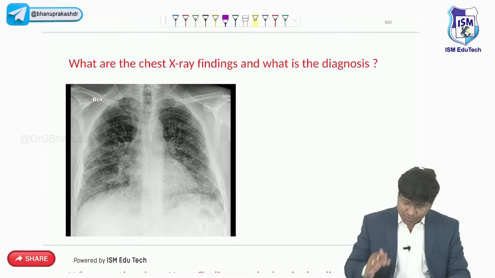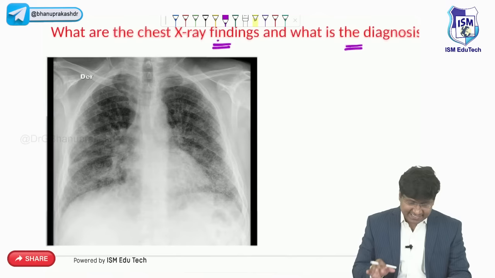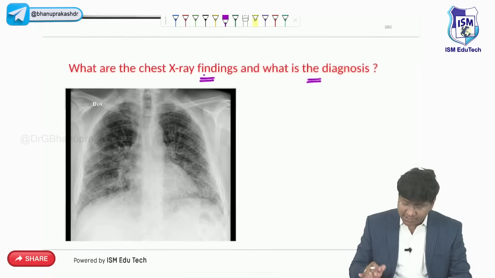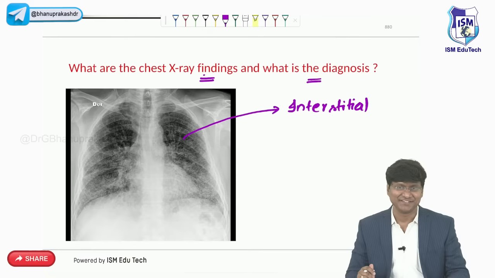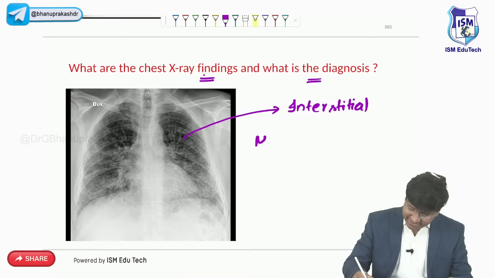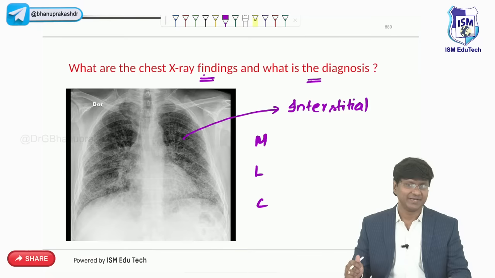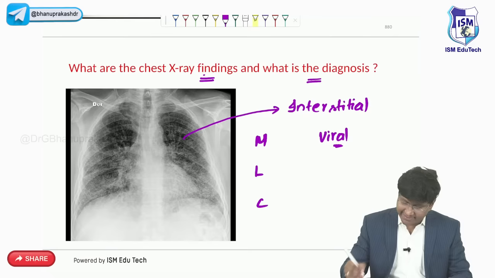Right. So, what are the chest x-ray findings and what is the diagnosis in this case? If you observe the x-ray carefully, what is that particular pattern called? You have that lacy pattern, and this we call the interstitial pattern, and you will have this pattern in case of interstitial pneumonia or atypical pneumonia. And what are the organisms that will be causing interstitial pneumonia? Just remember this mnemonic, MLC: Mycoplasma, Legionella, Chlamydia, right? And all these viral infections also cause interstitial pneumonia, right?